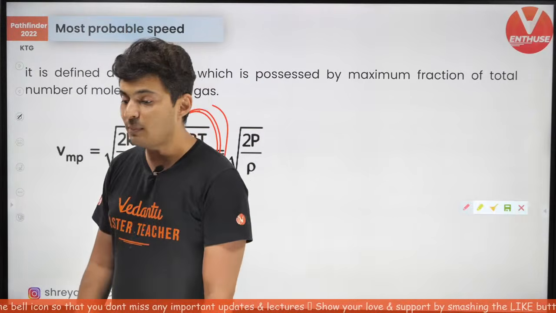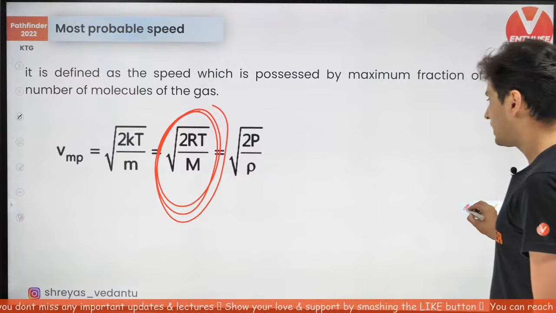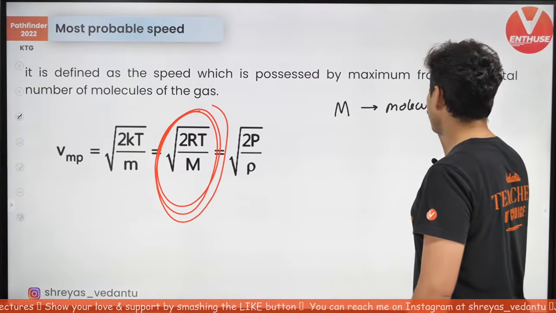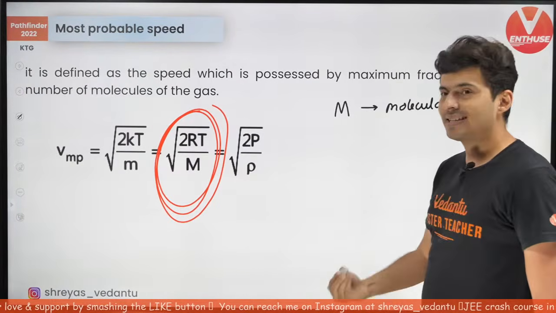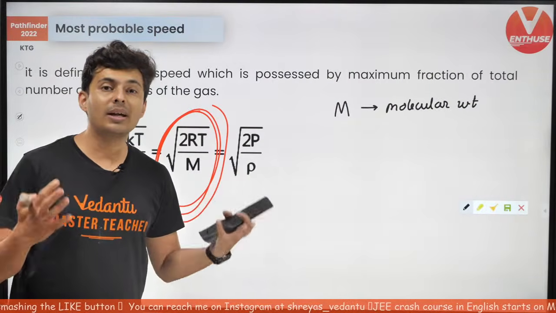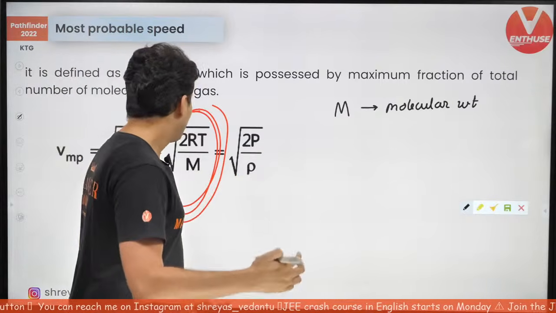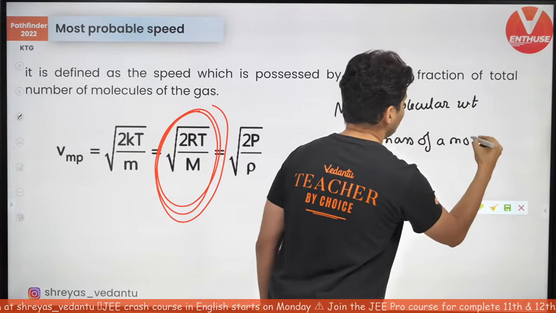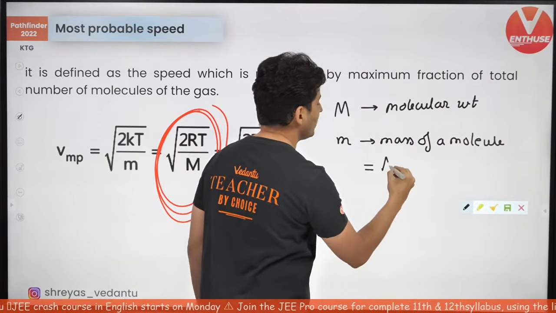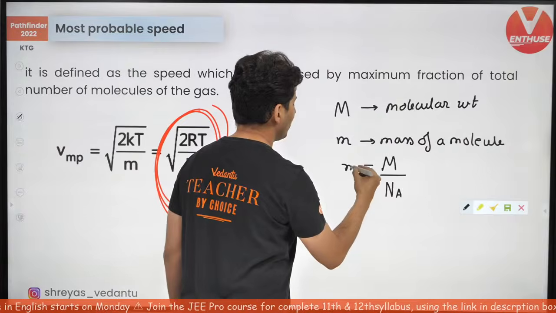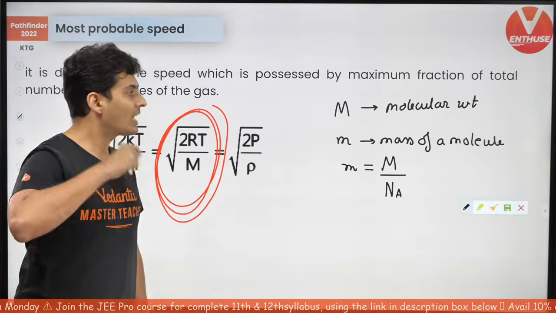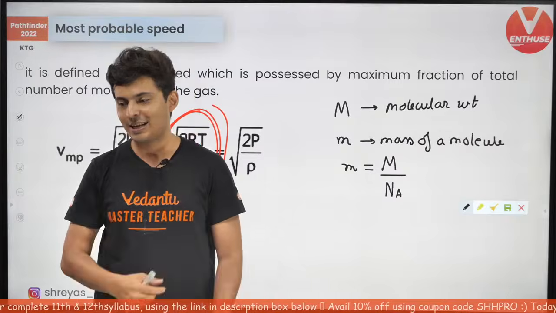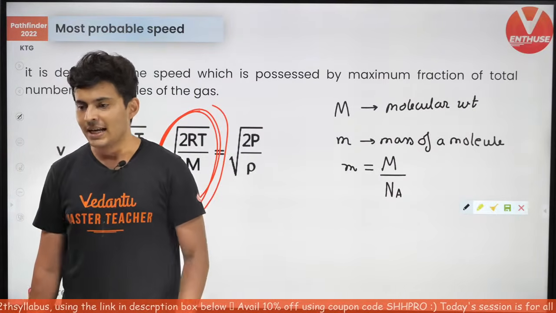Keep this in mind. What is small m and big M? Very important. Capital M stands for the molecular weight. For example, for oxygen it will be 32 grams per mole. But small m stands for the mass of a molecule, and the mass of a molecule is molecular weight divided by the Avogadro number. I think you would have used the same definition back in chemistry as well. I hope this is clear.